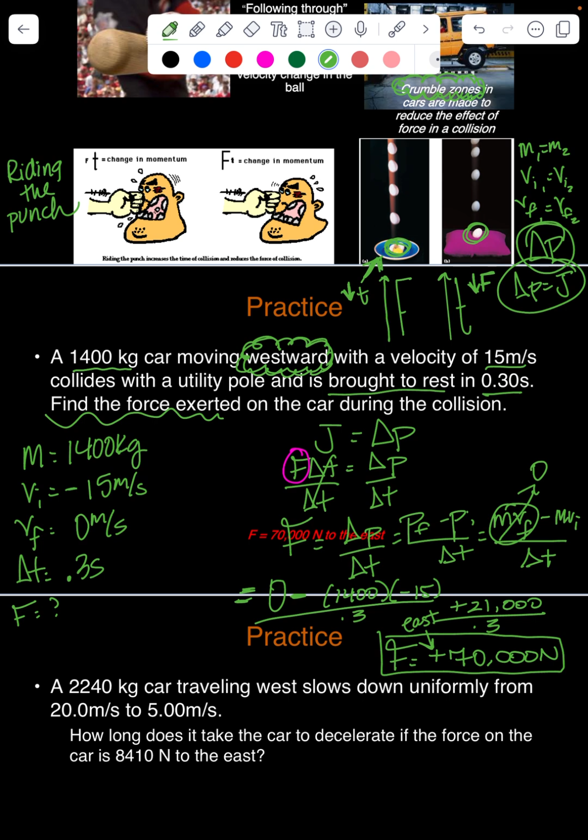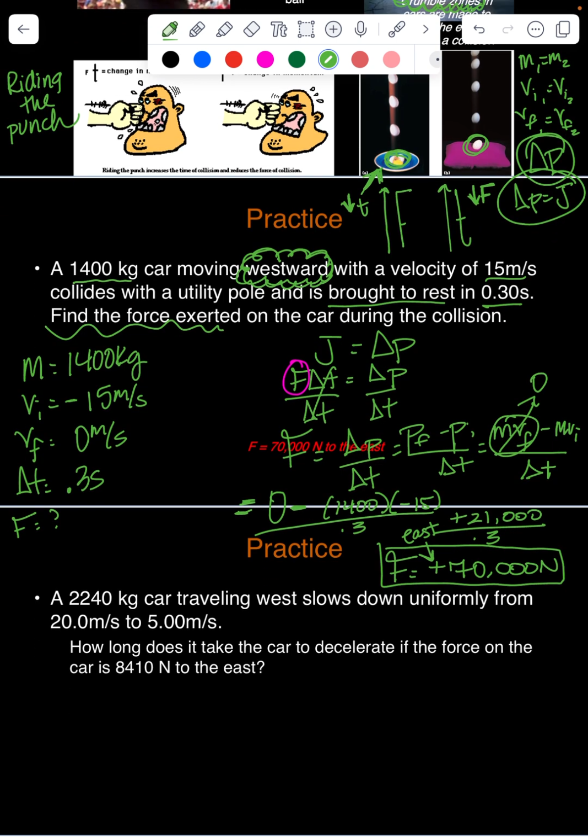Okay? Now, this is our last one. All right, I want you to solve this on your own. I'm going to give you the answer. All right, the answer is 4 seconds. All right, but I want you to work this out and solve it on your own. If you do not take everything into account, hint, hint, like direction, you will not get this answer.